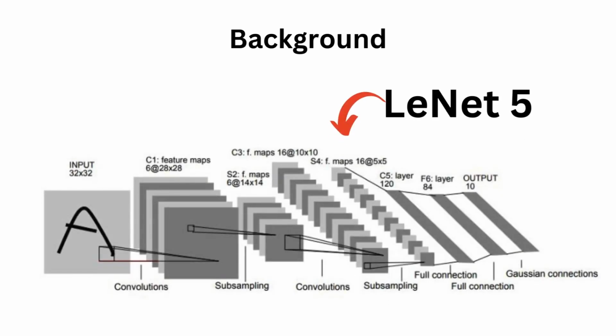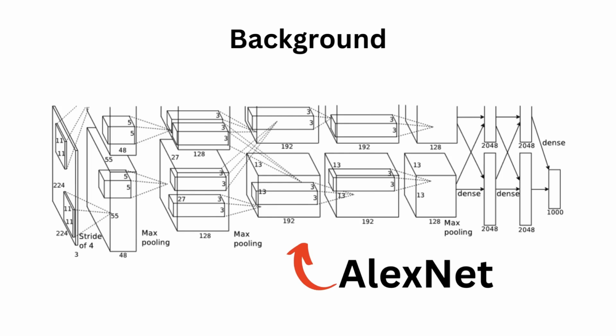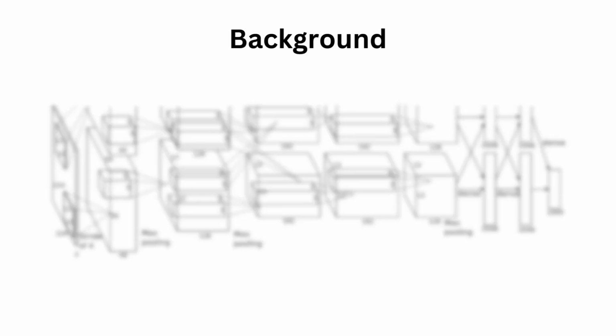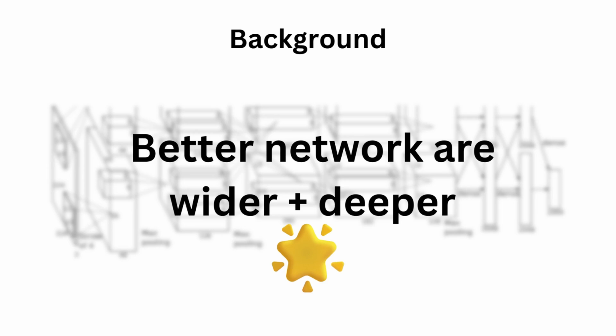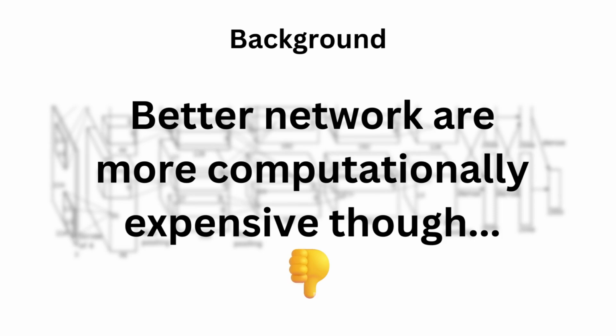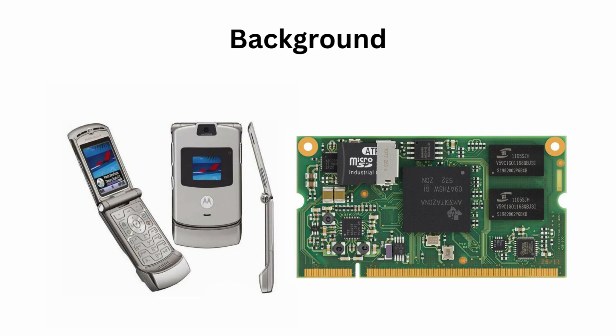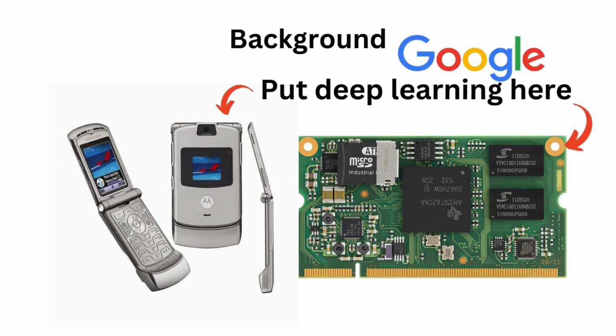In 1998, LeNet, the 5-layer convolutional network from Yann LeCun, kicked off a revolution in the computer vision field. In 2012, AlexNet built upon the LeNet idea by adding more convolution layers and by adding a greater number of feature filters per layer. The performance of these networks seemed to hint that a better neural network had to be wider and deeper. However, making a network wider and deeper is more computationally expensive. This is an issue when you want to embed neural network capabilities inside mobile and embedded computers, which was something that Google was very interested in doing at the time.